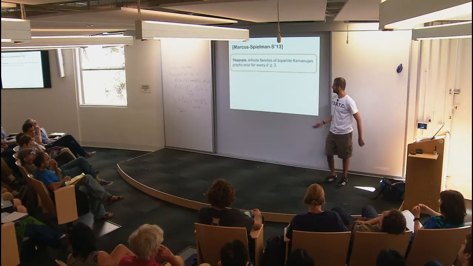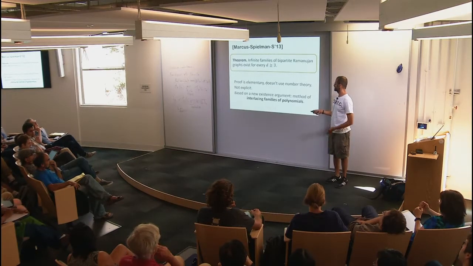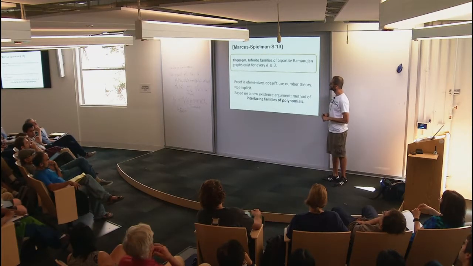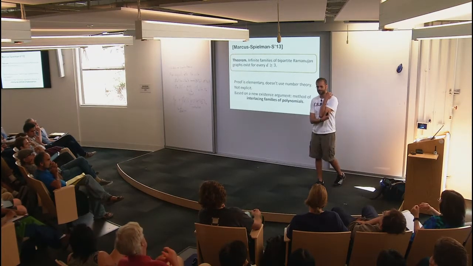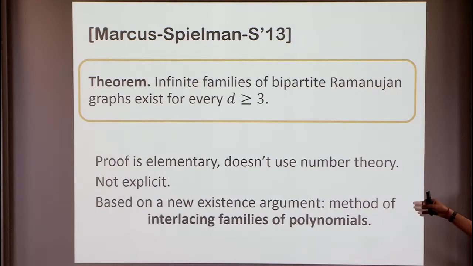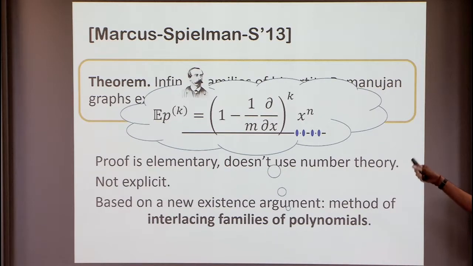Okay, so that's the theorem. And the proof is not based on number theory. It's completely elementary, and I'll show you the proof today. There's one major caveat here, which is that this is an existence proof. It does not give you a way to explicitly construct these objects, so it's not useful for algorithms or anything like that. It's based on something called interlacing families of polynomials. And if you went to the last talk, this is the dream sequence with the expected polynomials. It's an actual way to prove something using expected characteristic polynomials.